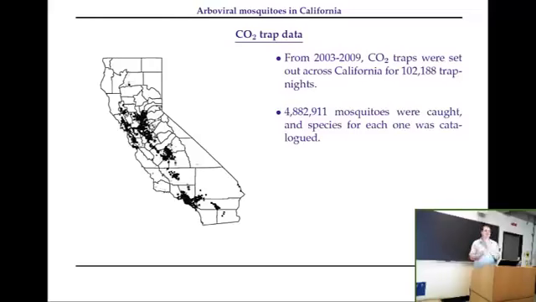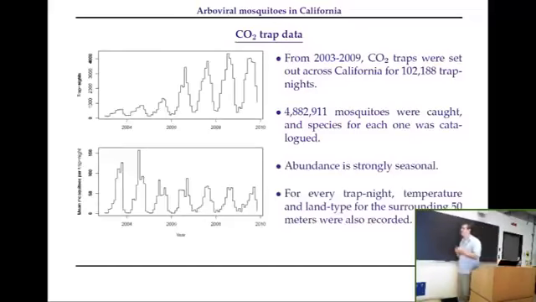Again, the mosquitoes I'm talking about in this example are quite a bit more abundant than Aedes aegypti. In those 102,000 trap nights, 4,882,911 mosquitoes were caught. I feel I have to go through that number specifically because somebody then went through the effort of determining the species of every single one of those, which, again, I'm quite happy I didn't have to do.